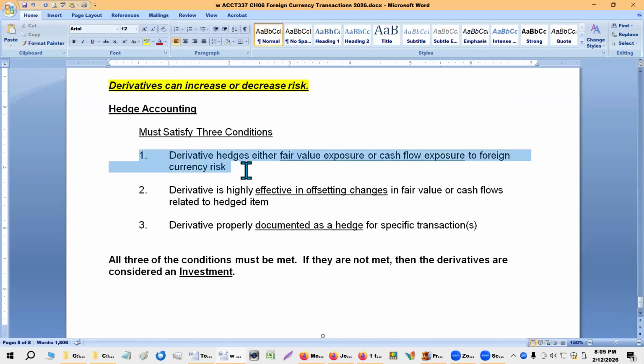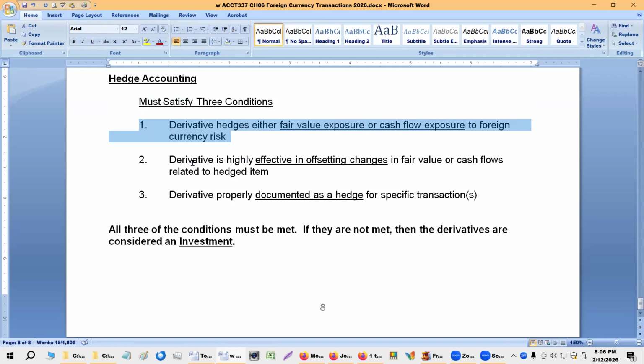So the first one is that they're going to be for the value of whatever the contract is. The derivative has to be effective in offsetting that. So it has to be effective. It has to be matched up with how much you're at risk for. It can't be more. It could be less, but it certainly can't be more than that.